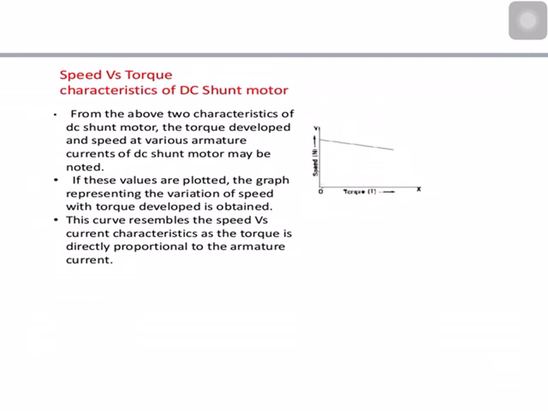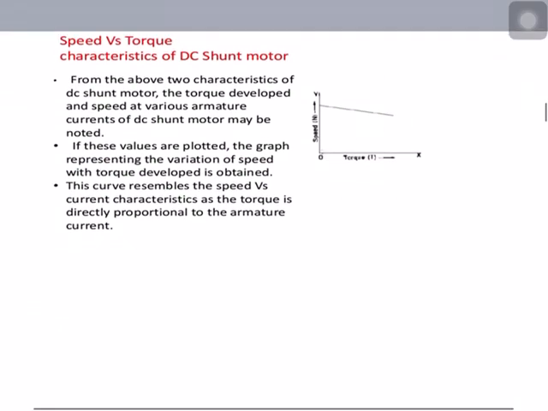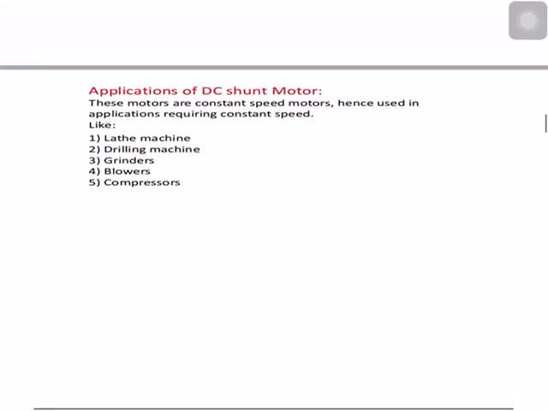So this type of motor is used in applications requiring medium starting torque, such as centrifugal pumps, blowers, fans, conveyors, like that. We will use this DC shunt motor.